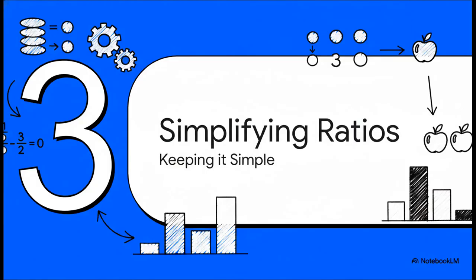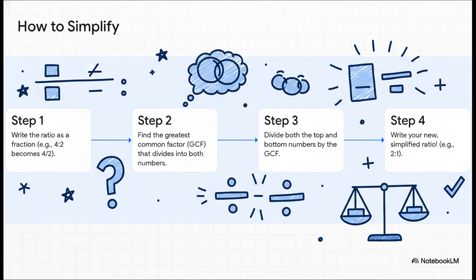All right, just like with fractions, you're always going to want to show a ratio in its simplest form. So let's see how we do that. Following these 4 steps will get you the right answer every single time. First, write the ratio out as a fraction. It's just easier to work with. Then, find the greatest common factor, the GCF. That's just the biggest number that can divide evenly into both your numbers. Step 3, divide both the top and the bottom by that GCF. And finally, boom, you've got your new simplified ratio.